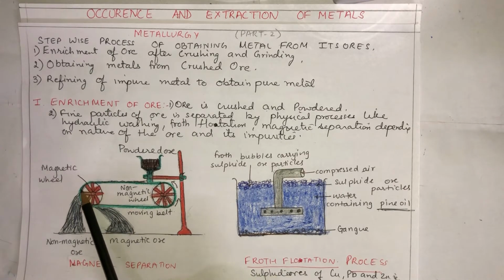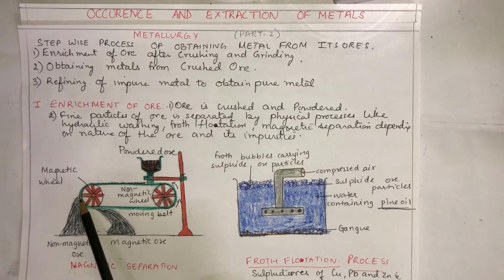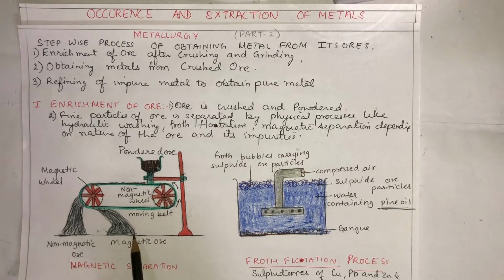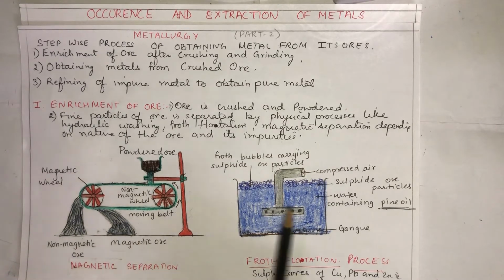It reaches the magnet. Whatever does not stick to the magnetic wheel falls down over here. This is the non-magnetic ore. Whatever sticks to the magnetic wheel or this belt will travel till here, and when the effect of this magnet is lost, it will fall over here. In this way, your non-magnetic ore can be separated from magnetic ore.